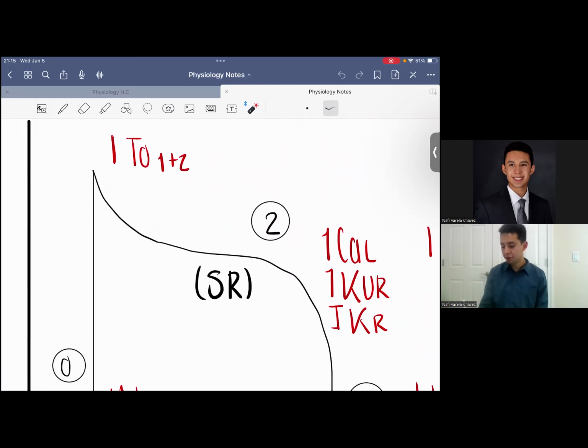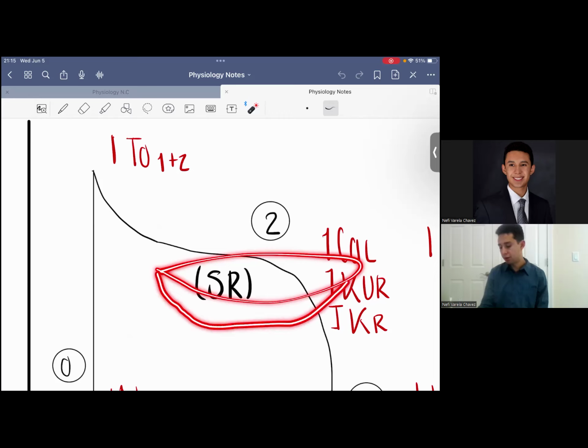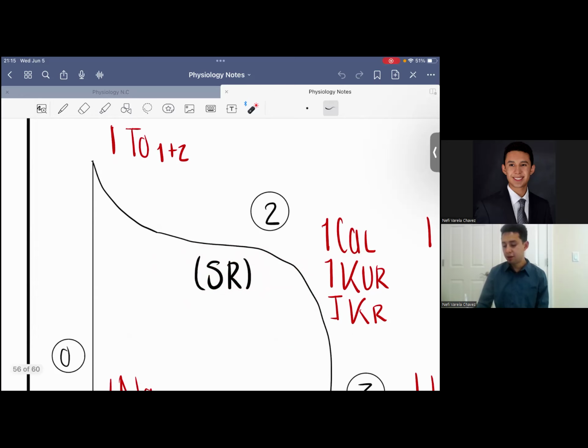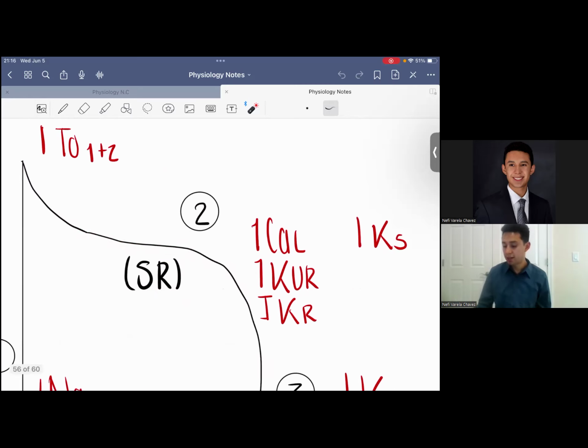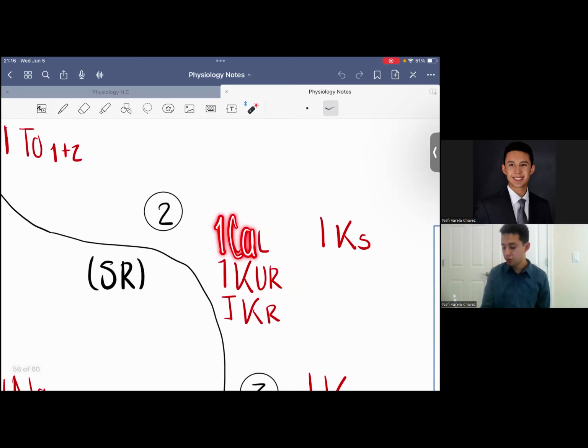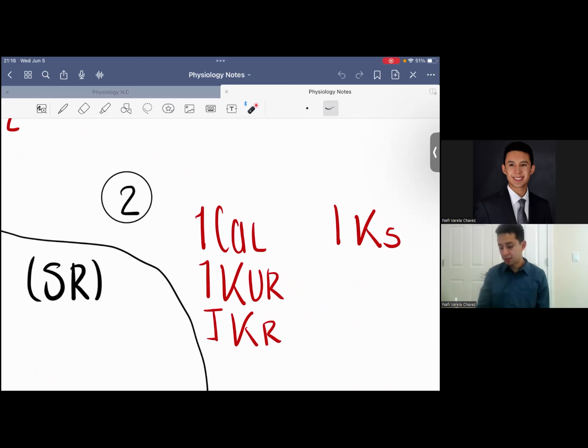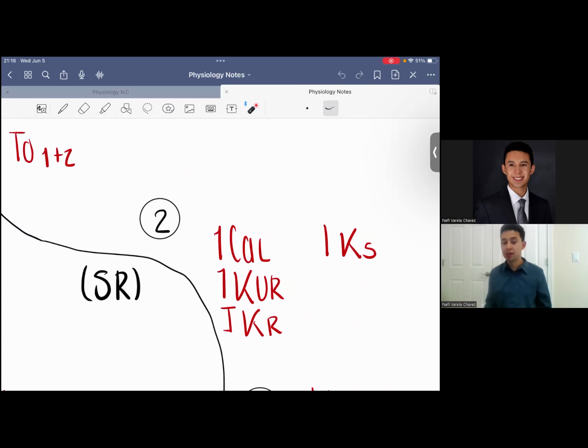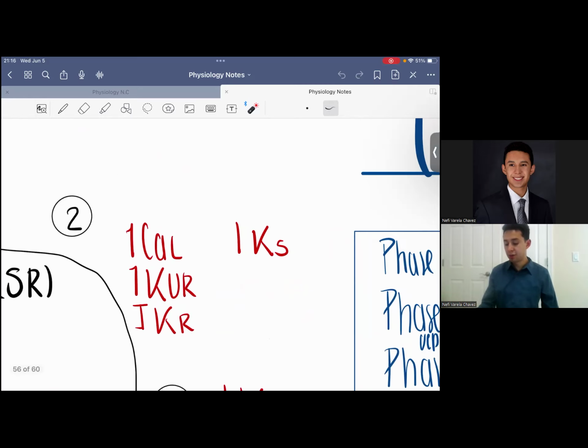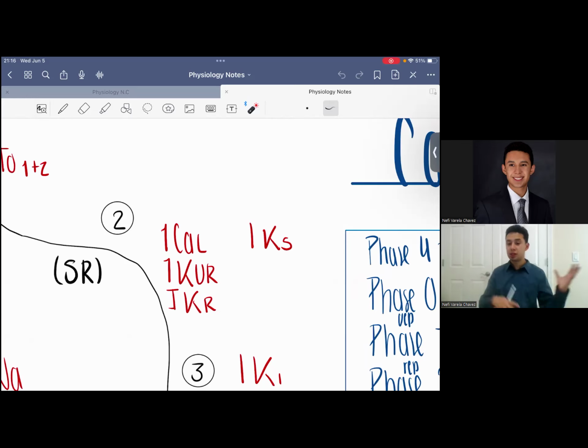Plateau, for its shape, comes from the Latin word plate. As you can see, in this phase the change in depolarization and repolarization is not as big. Why is that? We have these calcium channels, L and T, long-lasting and transient. Long-lasting tells us that they last longer, so we let more calcium come to the inside of the cell. So we have positive charges coming to the inside of the cell.